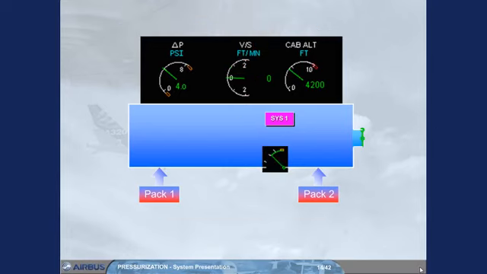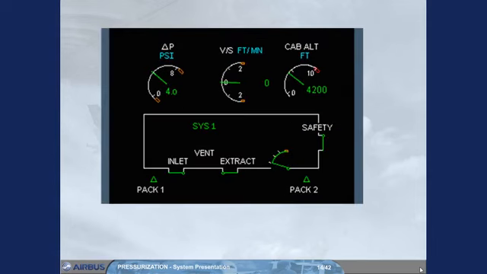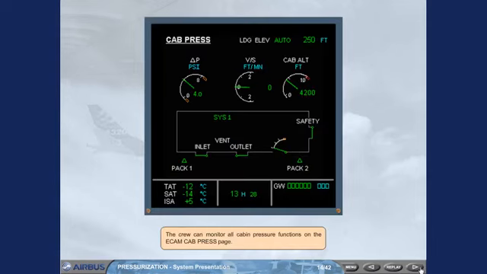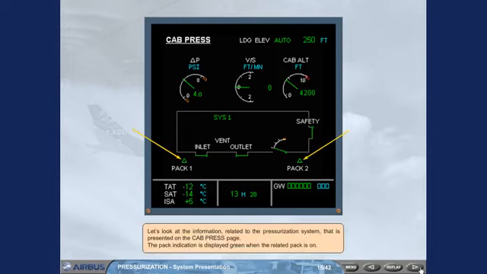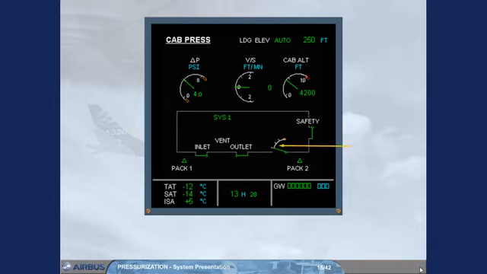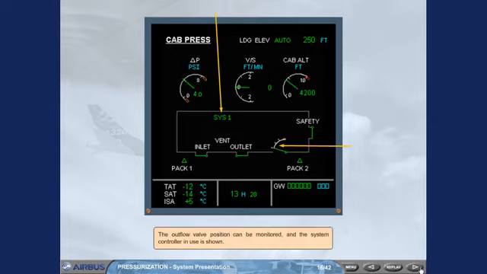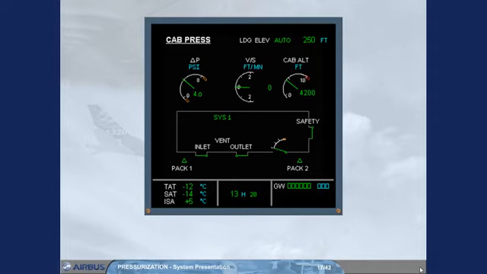The crew can monitor all cabin pressure functions on the ECAM cabin pressure page. Let's look at the information related to the pressurization system that is presented on the cab press page. The pack indication is displayed green when the related pack is on. The outflow valve position can be monitored, and the system controller in use is shown. There is a single indication for the safety valves. We will look at how this indication changes later in the module.